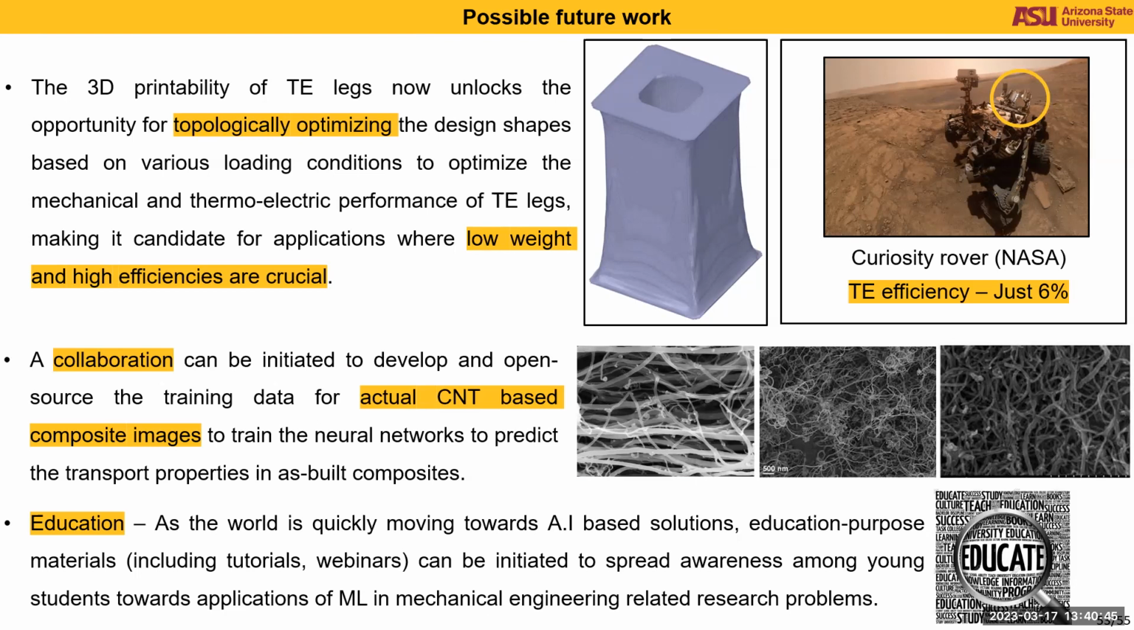For the copper CNT model, obviously we use numerical simulations to train the data, but with slight modifications in the pre-processing layers, we believe that we can use actual bulk composite images to train the data and approximate conductivities in real samples. Obviously, that will require us to collaborate on a large scale to generate the training data for these composites.